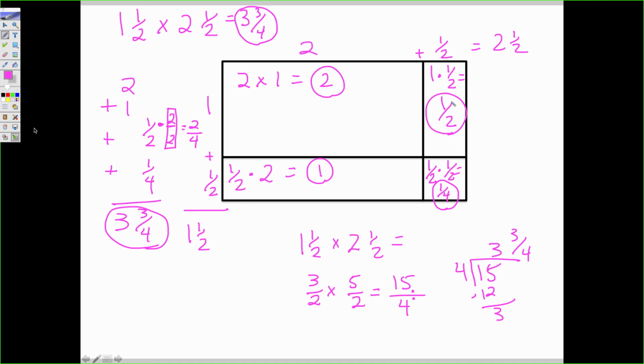And look, we got the same answer. Okay, so there's 2 methods. This is more visual and always good to use if you want to check an answer.